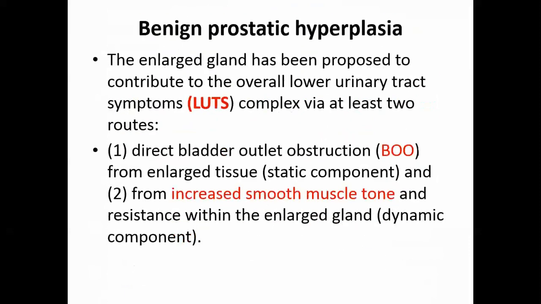So benign prostatic hyperplasia will cause LUTS, and it will contribute to the LUTS by two mechanisms, a static and a dynamic. A static, when we have an enlarged prostate, the enlarged prostate will compress the bladder outlet, while the dynamic component is an increase in the smooth muscle tone in the prostate and resistance within the enlarged glands, and this will also lead to an outlet obstruction, and it will lead to LUTS.